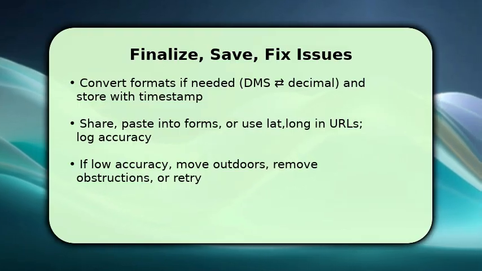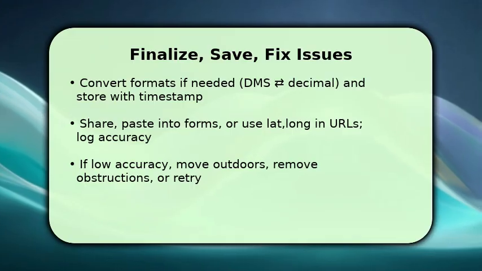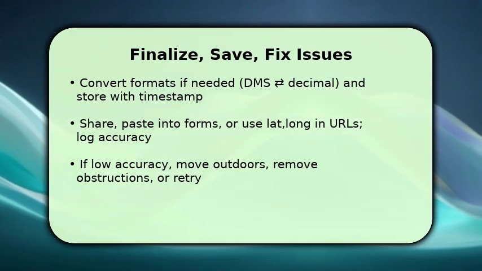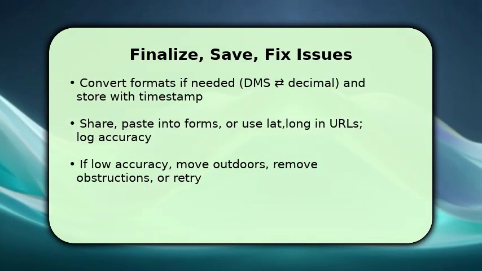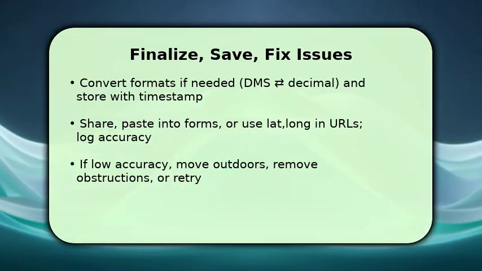If results look wrong, try this troubleshooting tip. Move outdoors with a clear view of the sky, wait for a fresh GPS fix, and retry. Obstructed views and cached IP geolocation often cause poor location readings.